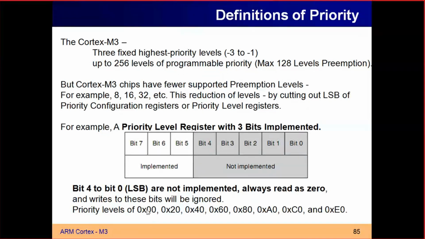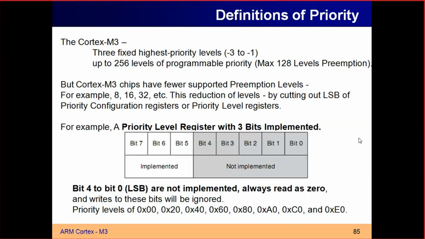It will be like this: 00, 20, 40, 60, 80, A0, C0, E0. All the lower bits will always be taken as 0. Then the remaining you can find: 000, 001. When it is 001, it will be 20. When it is 010, it will be 40. Like that. So when you have 3 bits implemented, you will have only 8 priority levels.